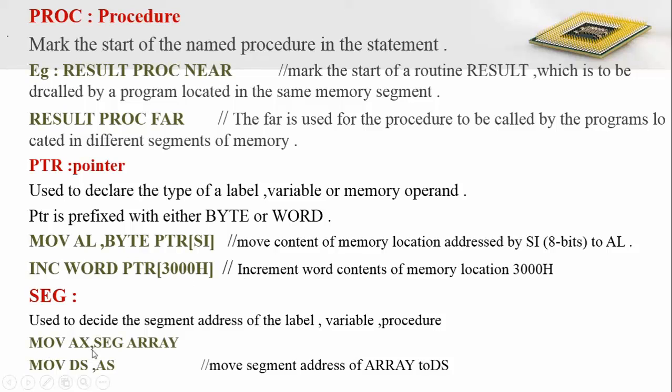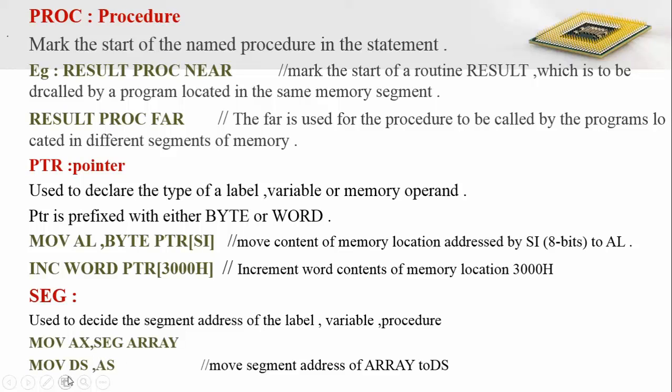For example, move AX comma SEG array. This array indicates the starting address of a list of numbers or strings, etc. So here, this SEG assembler directive takes the segment address of a particular data segment in which this array label is present. That particular segment address is loaded into the AX register using this SEG.